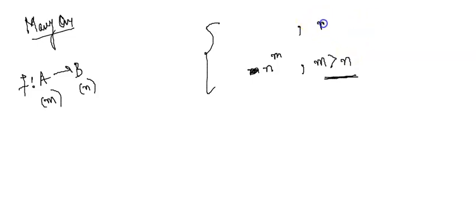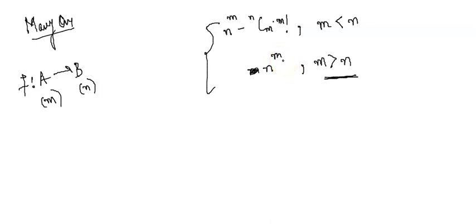And in case m is less than n, then the total number of functions, that means n to the power m, minus those nCm into m factorial. This will be the total number of many-one functions. I hope this is clear.